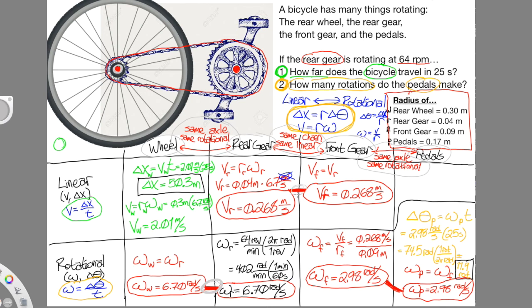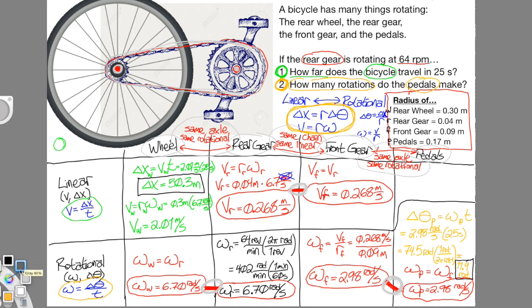Here, we know the front gear and the rear gear share the same linear variables, like linear velocity, because they share a chain that I'm attempting to trace out right now. And last but not least, we know that the pedals and the front gear share some angular variables because, again, they're on the same axle. You can see that axle right here that I'm shading in. So anytime you're going from one item that's rotating to another item connected to it, focus on what's the same, how they're connected, and what that means about the variables that they share.